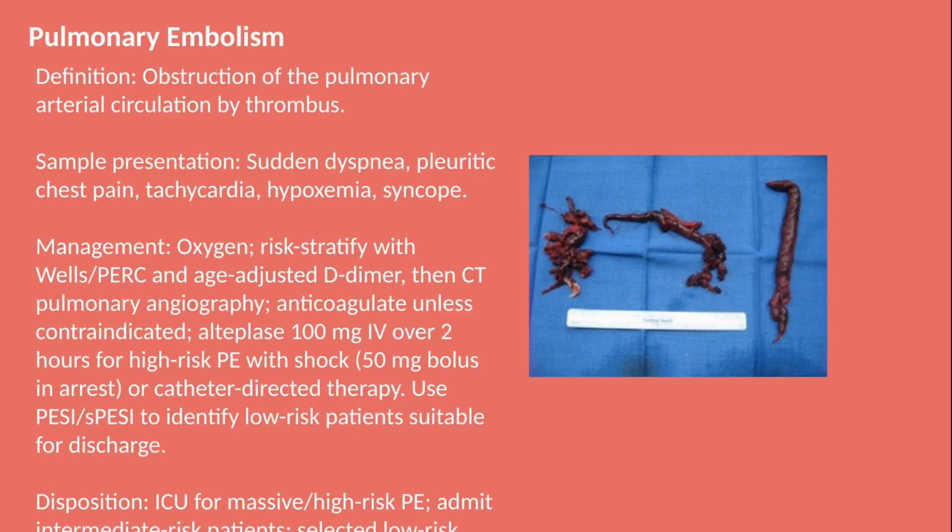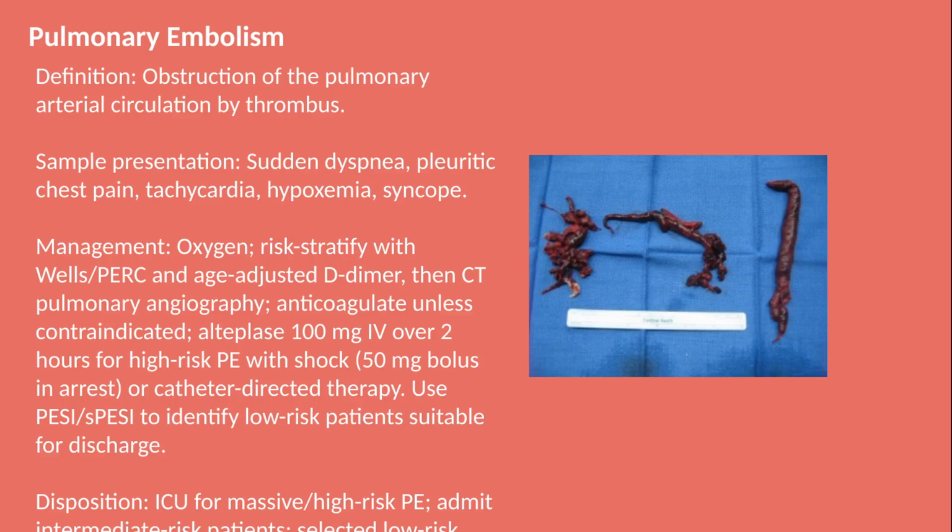Estimate pretest probability with Wells or clinical gestalt. Apply the PERC rule only when probability is already low, use D-dimer in the low and moderate groups, and go to CT pulmonary angiography when suspicion is high or the D-dimer is positive. Anticoagulate unless contraindicated, and start before imaging when suspicion is high and bleeding risk is acceptable.